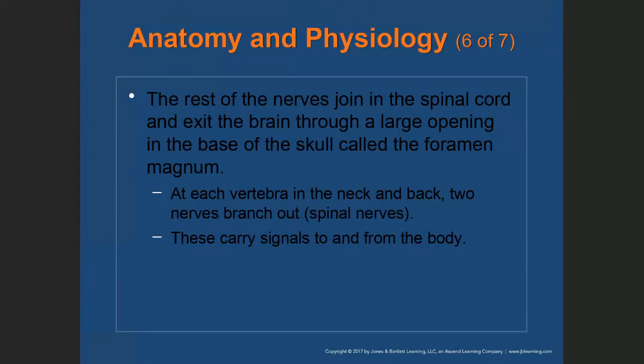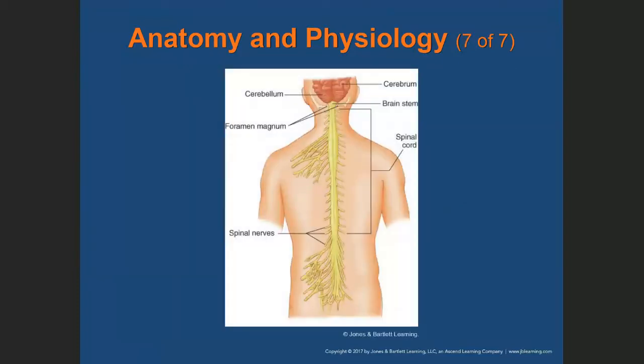At each vertebra, in the neck and back, two nerves branch out. These are your spinal nerves, and we have 31 pairs of spinal nerves. These carry signals to and from the body. And you have your brachial plexus, where nerves branch out in the upper extremity, and the lumbar sacral plexus, where the nerves branch out to the lower extremities.